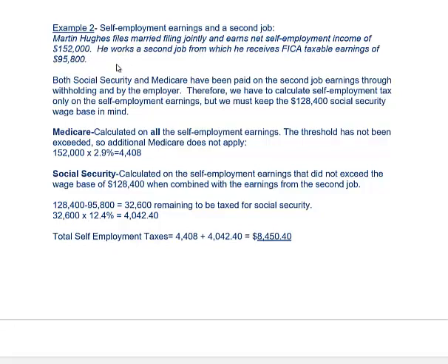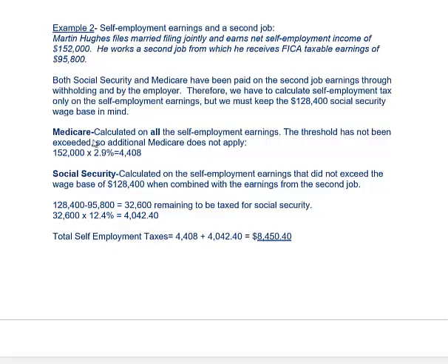To get started, we will calculate the Medicare portion of his self-employment income because that's always the easiest. We do need to, however, add his self-employment income plus the earnings he received from his second job to make sure that he has not exceeded the Medicare threshold of $250,000 for married filing jointly. When we add those two together, he has not exceeded $250,000. His total earnings come up to $247,800. So he does not owe any additional Medicare this year.